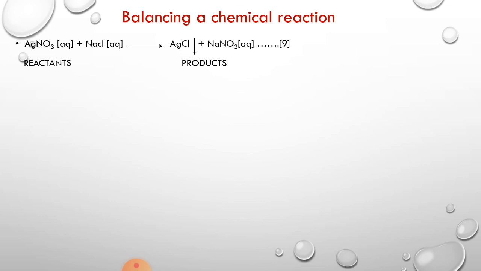There is one reaction written: AgNO3 in aqueous form plus NaCl in aqueous form will give AgCl plus NaNO3 in aqueous form. This is equation number 9 which we have already studied in our last class. Here, what are the reactants? AgNO3 and NaCl are the reactants because they react with each other, and what they form, AgCl and NaNO3, are called the products.